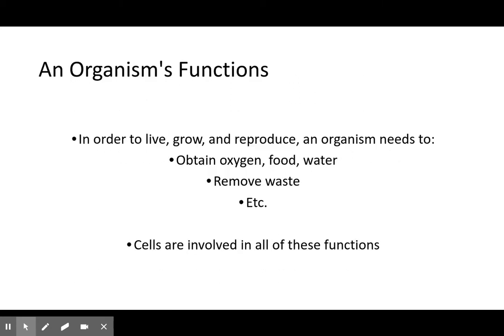All right. In order to live, grow, reproduce, all the things that organisms need to do in order to survive and keep surviving as a species, they need to do things like obtain oxygen, obtain food, get water, remove waste. And there's actually a list of several different things that you have to do in order to be considered alive.